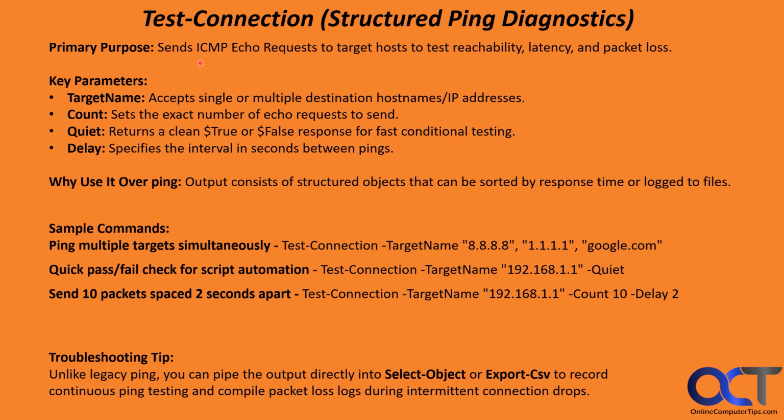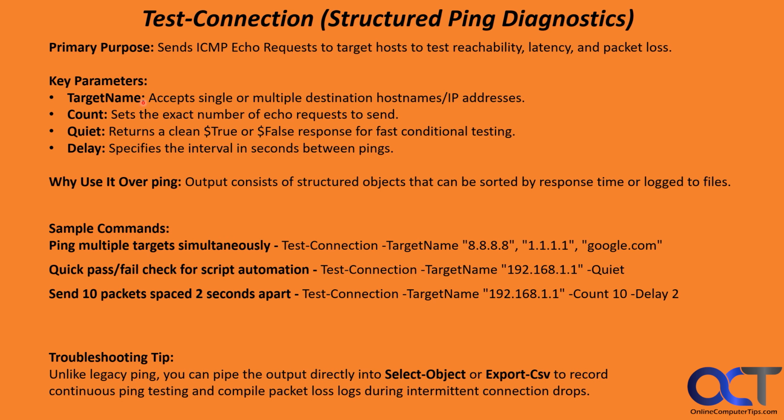So its purpose is to send ICMP echo requests to target host to test reachability, latency, and packet loss. Kind of like your typical ping command, but a little more to it. All right, so we have some parameters that could be used here. Of course, there are more parameters than what I'm showing here. These are just the key parameters.